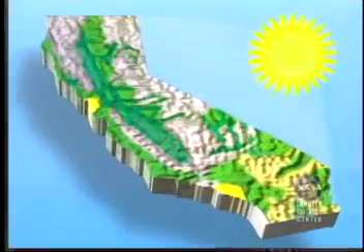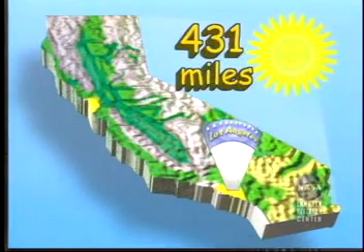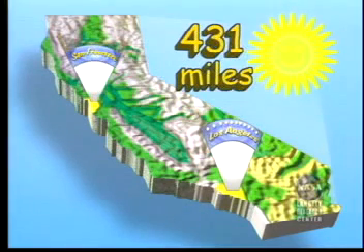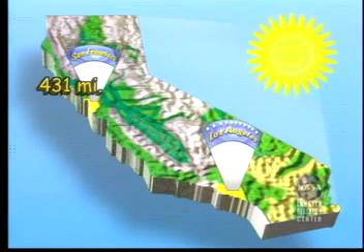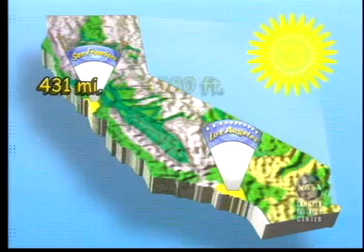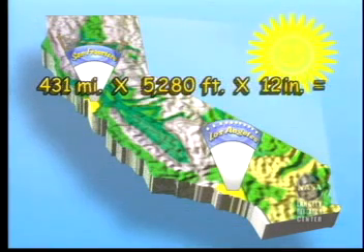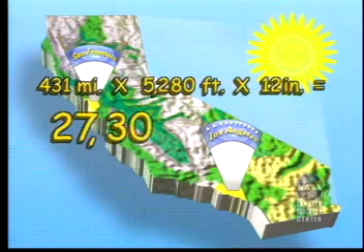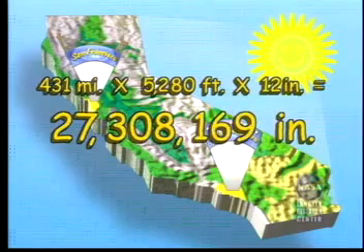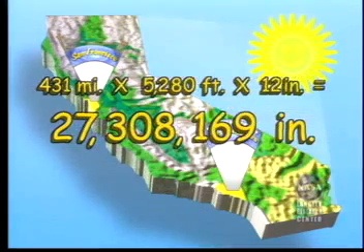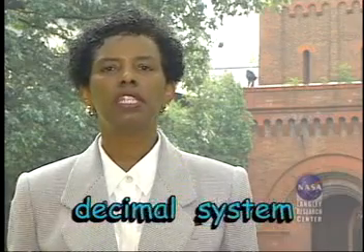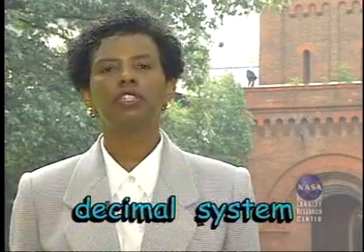Converting different units of measurement, like miles to inches, requires some math. Here's an example. It's about 431 miles from Los Angeles to San Francisco. To convert these miles into inches, simply multiply the number of miles, 431, by the number of feet in a mile, 5,280, by the number of inches in a foot, 12. 431 miles converts to 27,308,169 inches. Whew. Using the decimal system is a much easier way to measure and change units.